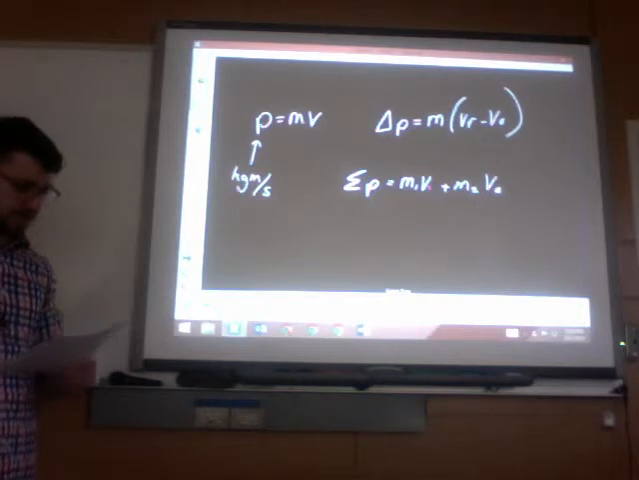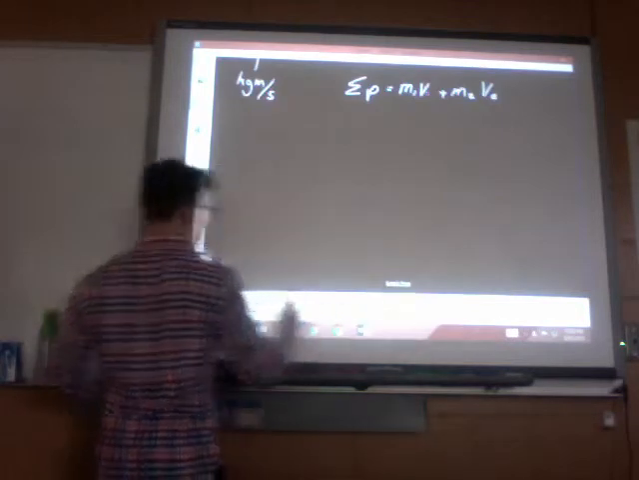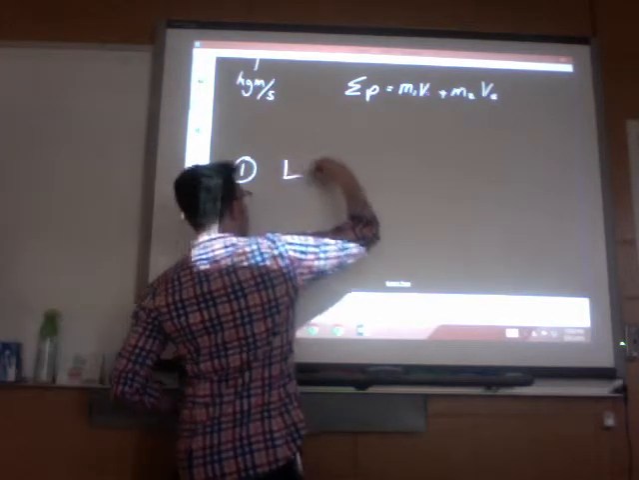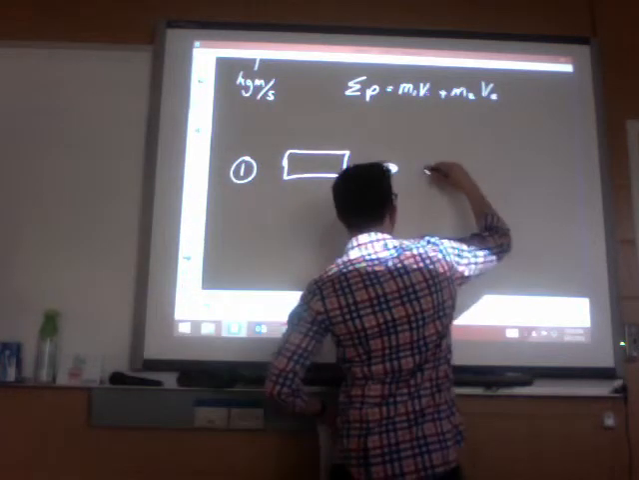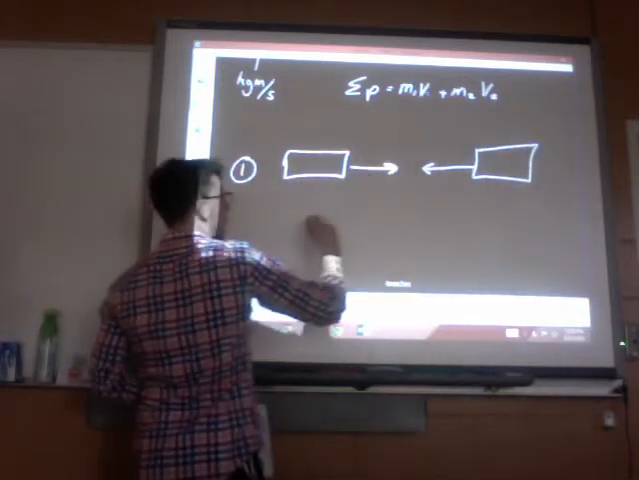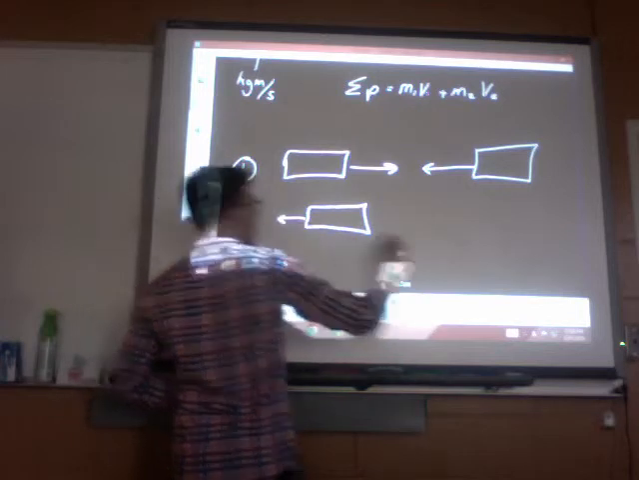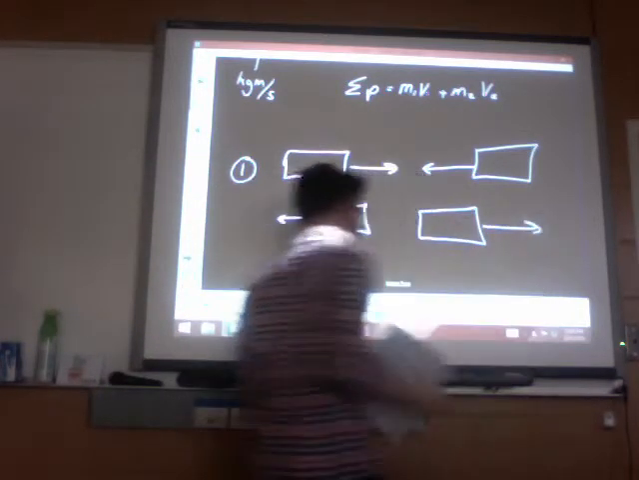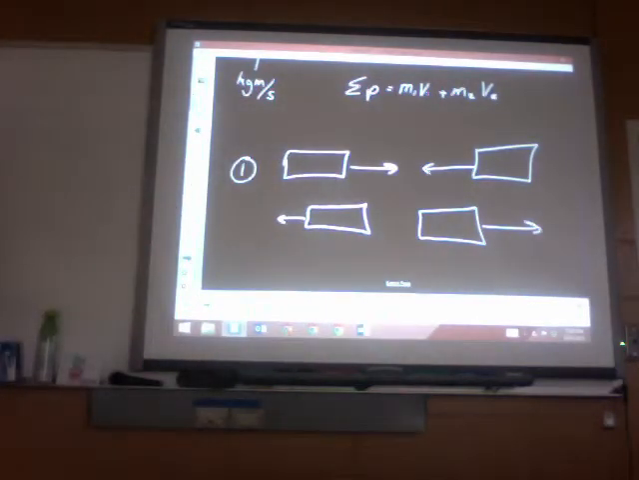Okay, so with 1 through 6, you're kind of just picking information out of the paragraph, and they're all going to have the same picture. So there's 3 on the test that look like this. They'll have 2 carts moving towards one another, and then they collide and they move in opposite directions. So this picture will be the only picture you're looking at when it comes to momentum. It's the details that differ.